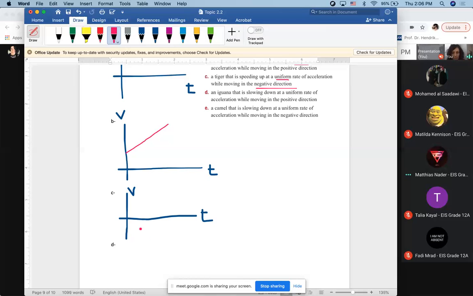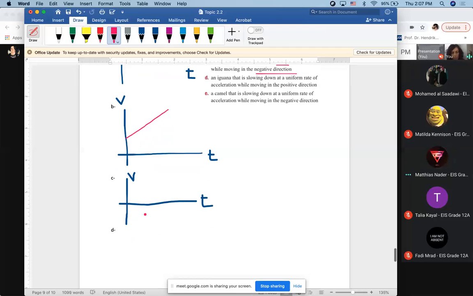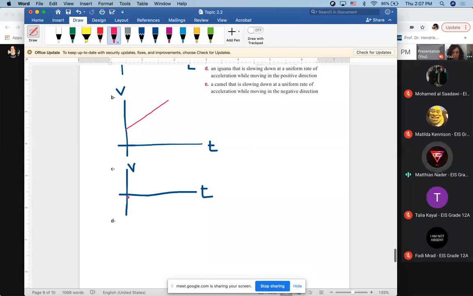Can I draw it in this quadrant? Yes. Should it be going down or up? I'm not sure. It's okay, you can do it wrong. I think it's going down. Yeah, it is going down because going down is speeding up. Now you can see V is negative and the slope is negative. So yes, it is speeding up.